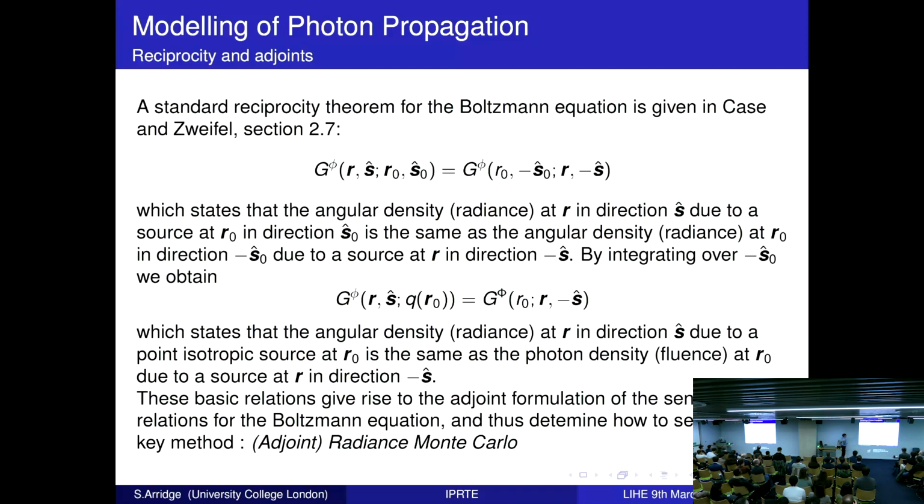And if you integrate over the source, you arrive at an isotropic source, such as we usually get in emission tomography. This says that the radiance due to an isotropic source at R and S is got by propagating backwards, starting at R in the direction you were measuring, the collimation direction, if you like, and looking at all the photons, irrespective, just integrating over the directions at the point R0. So this is the basic principle behind what we might call adjoint Monte Carlo.